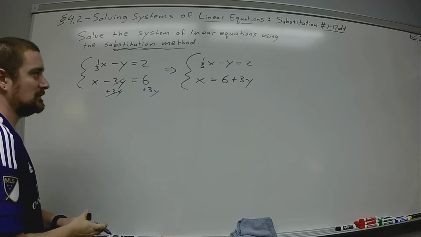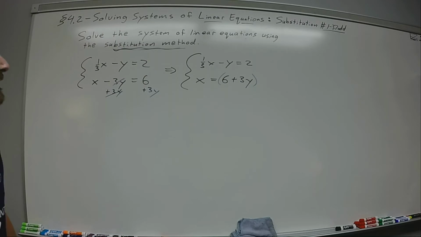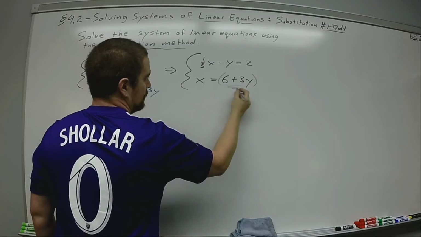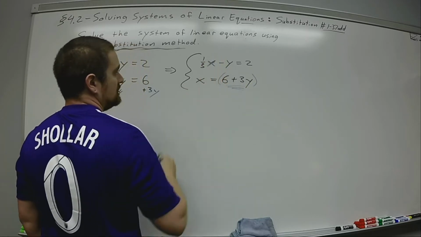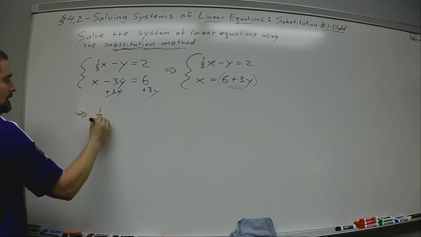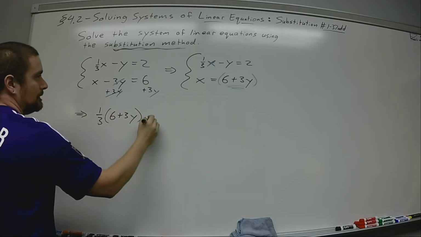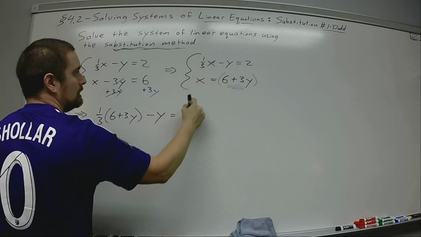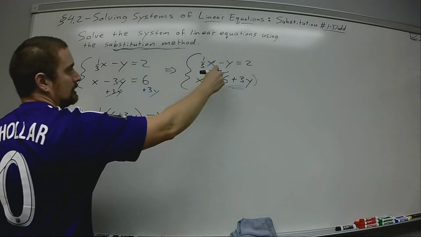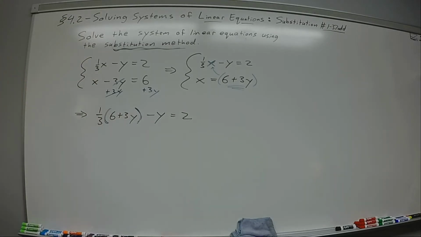All right, so I have not changed the system. It's the exact same system. I just have it written a little differently so that I can clearly see my substitution. It tells me that wherever I see x in the first equation, I'm going to write 6 plus 3y. So I'm multiplying 1/3 by the quantity x, which is 6 plus 3y, then I'm subtracting y, and that equals 2. So there's the first equation rewritten with x replaced with its substitution, 6 plus 3y.